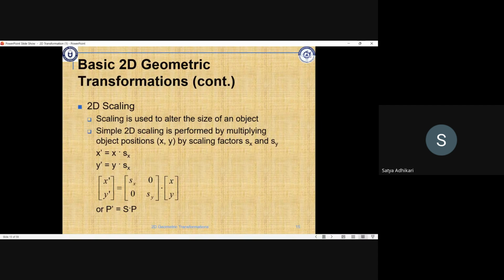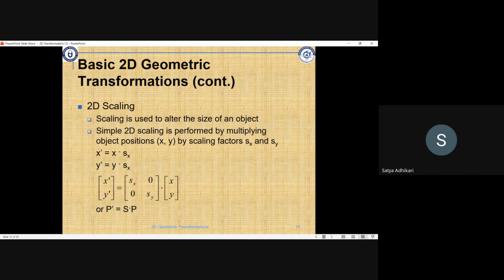Similarly, y dash is equal to sy into y. And if we represent it in matrix form, you see [x dash, y dash] is equal to [sx 0; 0 sy] into [x, y]. If you multiply the matrix, you will get the same result. x dash equals sx into x plus 0 into y. That is 0, so x dash equals sx into x. Similarly, if we multiply the second row with the column, it will be 0 into x plus sy into y.